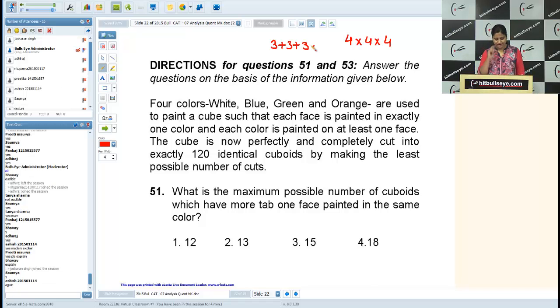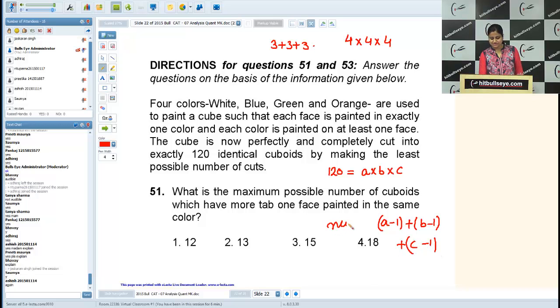We have 120 identical cuboids. So the volume is 120. So dimension, suppose we have taken A, B, C. So how many cuts? Suppose 120 is equal to A into B into C. How many cuts are needed? A minus 1, B minus 1, C minus 1 in the similar manner.